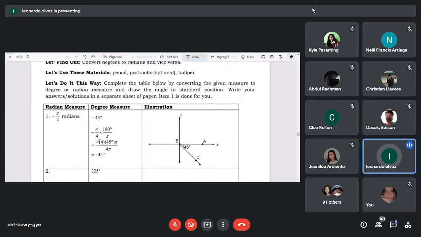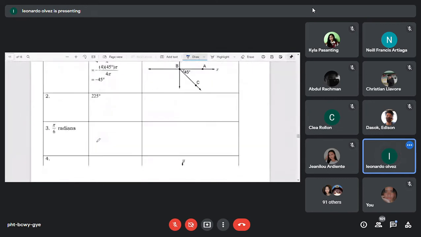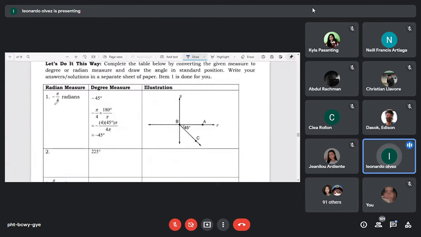Then conversion. For example, number 1, you have negative pi over 4 radians. Convert this to degree measure. That is equal to negative 45 degrees. If you are going to illustrate that one, graph it first. Number 2, you have 225 degrees. Convert that to radians and then illustrate the graph.